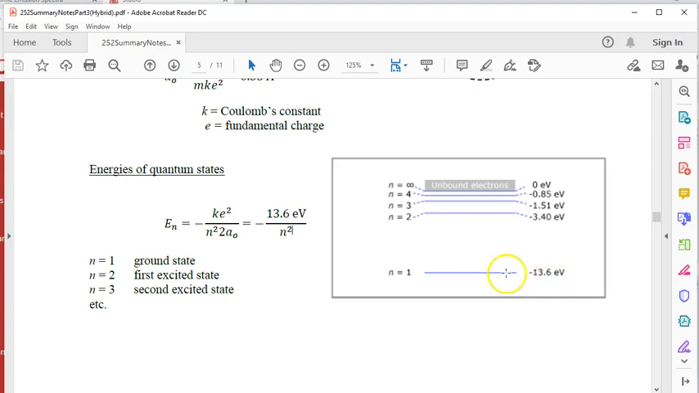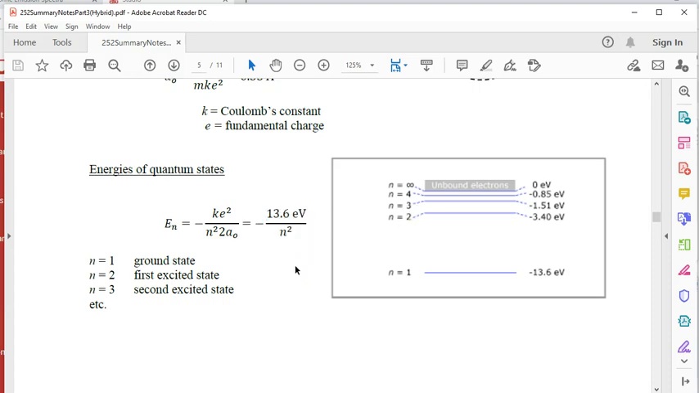So again, we have energy on the vertical scale. Going up is towards more energy. So the ground state, n equal 1, is minus 13.6 eV. The first excited state, n equal 2, minus 3.40 eV. N equal 3, second excited state, minus 1.51 eV, etc. And we're just using this formula right here to generate those energy levels, minus 13.6 eV over n squared.